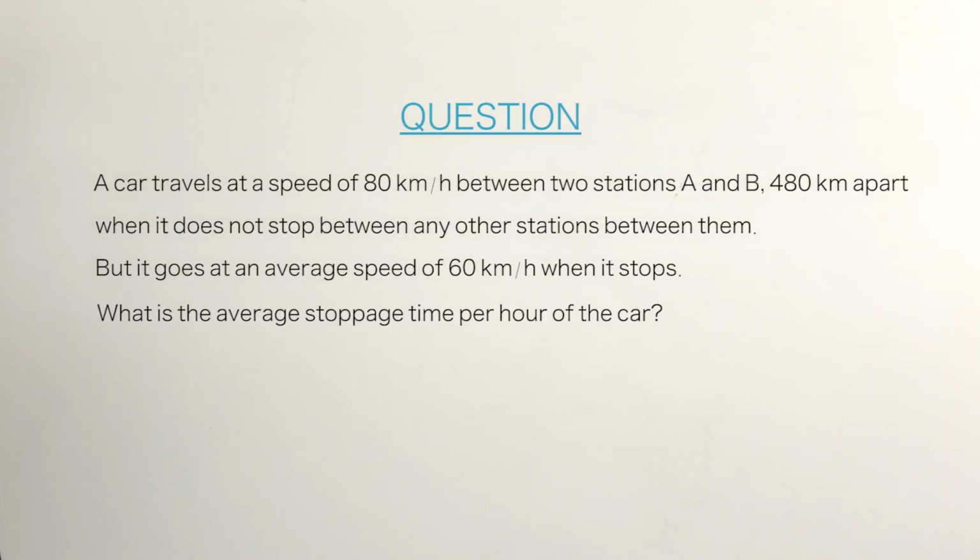Let me repeat the question. A car travels at a speed of 80 kmph between two stations A and B, 480 kilometers apart, when it doesn't stop between any other stations, but it goes at an average speed of 60 kmph when it stops. What is the average stoppage time per hour of the car? How to solve this question?